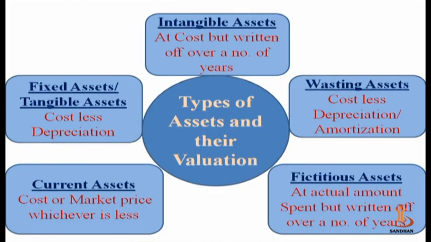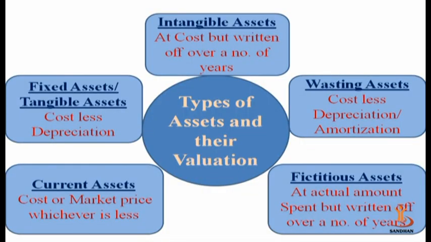The next is intangible assets. Intangible assets are shown at cost, but it is to be written off over a number of years. Goodwill, patents, they come under this category. They are shown at a cost price. The next is wasting assets. The wasting assets are shown in balance sheet at cost less depreciation. But again, over a number of years, it is amortized or to be written off.